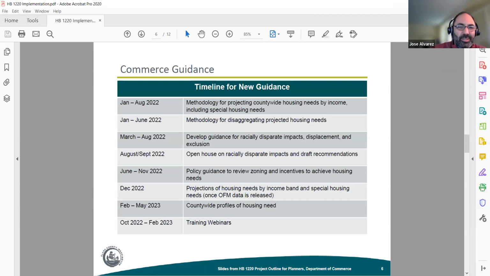The timeline is really for Commerce and getting communications out to the local jurisdictions for their plan updates. So they've been working for the last year on doing a lot of these, providing guidance and having webinars, which they've recorded, and it's on their webpage. They are in the process of finalizing some of the guidance, and I'll show you how that works for us in a moment.